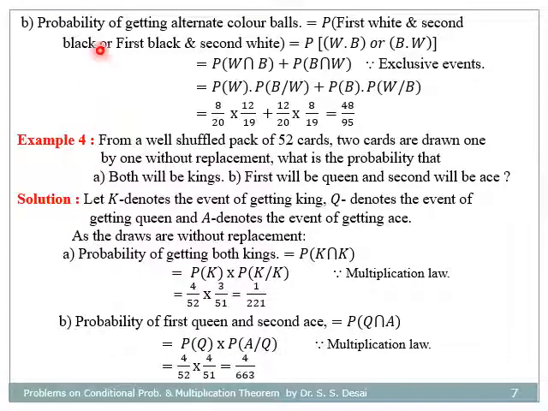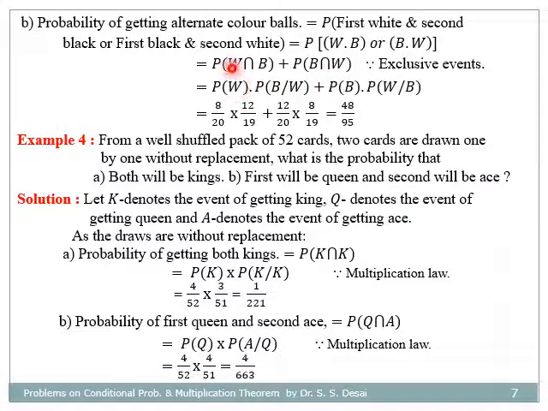For the second part, the probability of getting alternate color balls is equal to the probability that the first ball is white and the second ball is black, or the first ball is black and the second ball is white. So that is equal to probability of W intersection B or B intersection W. Which is equal to probability of getting a white ball in the first draw and a black ball in the second draw, plus the probability of getting a black ball in the first draw and a white ball in the second draw.